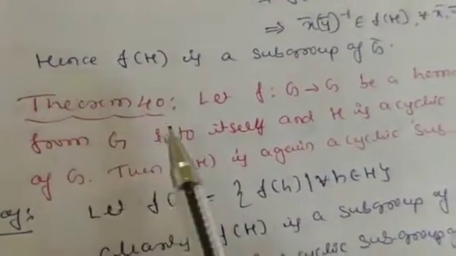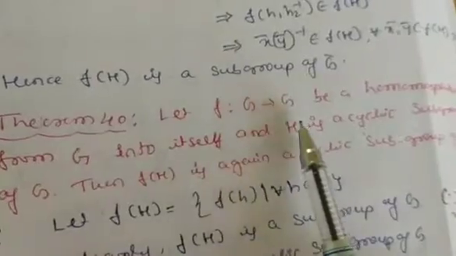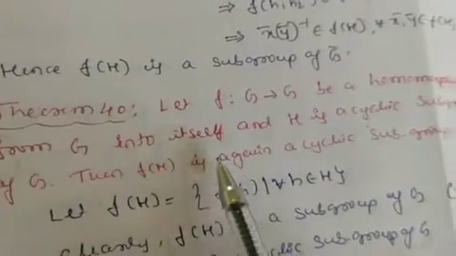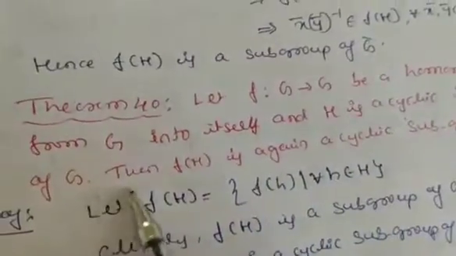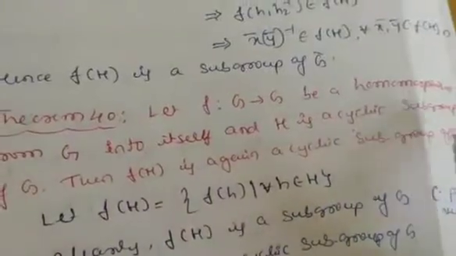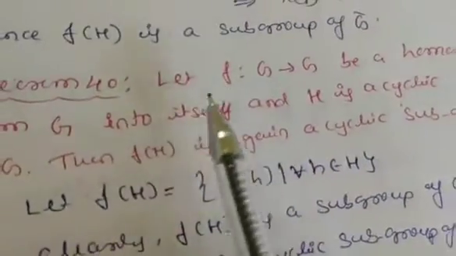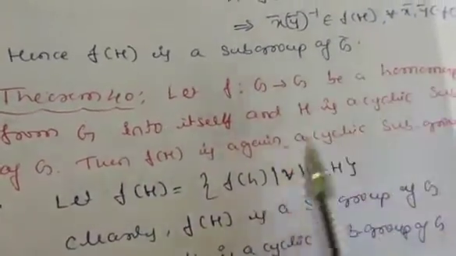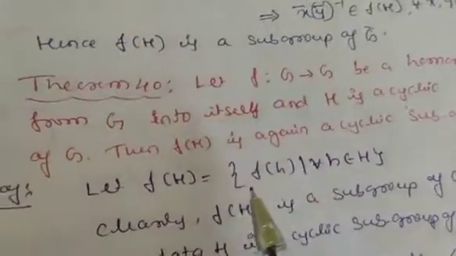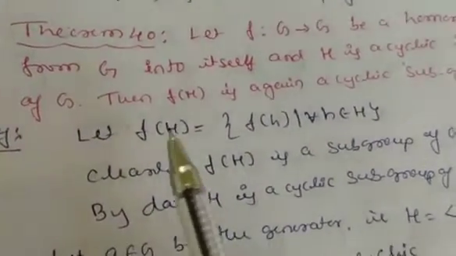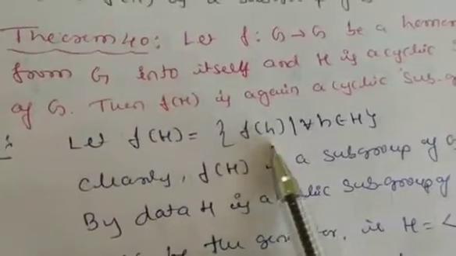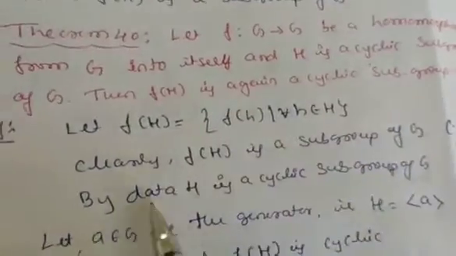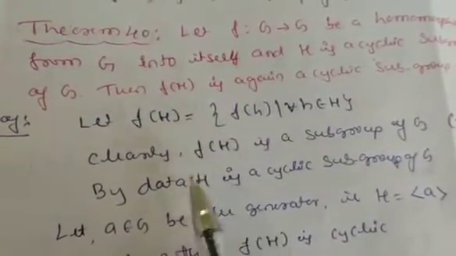Take one more theorem. Let f from G to G be a homomorphism from group G into itself, and H is a cyclic subgroup of G, then f of H is again a cyclic subgroup of G. So what you have to prove is here, first you take f as a homomorphism and H as a cyclic group. Then you have to prove that f of H is again a cyclic group. Like this you have to prove here. Let f of h for all h belongs to H. Now clearly f of H is a subgroup of G, because H is a subgroup, so f of H is also a subgroup of G.